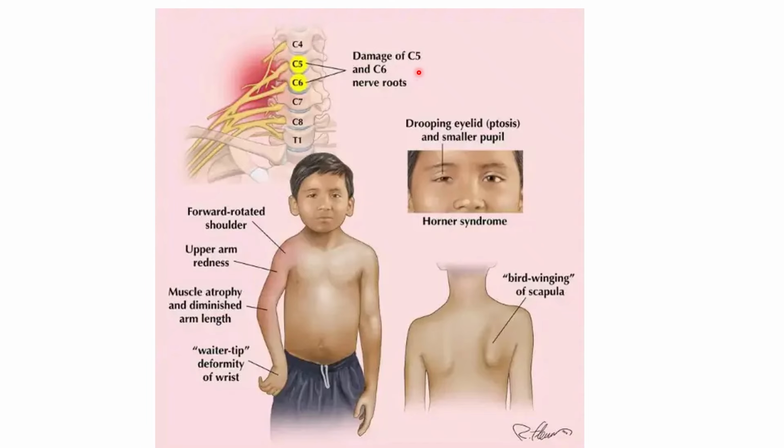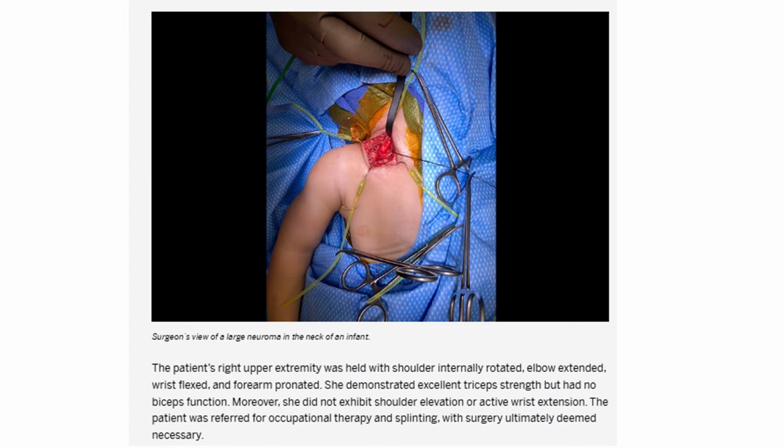So damage to C5, C6 causes a forward rotated shoulder, upper arm weakness, muscle atrophy, waiter's tip deformity of the wrist. This is winging of the scapula right here, right? As you can see, the scapula is protruded outside. Drooping eyelid, ptosis, and a smaller pupil right here, what's called Horner syndrome. Okay.